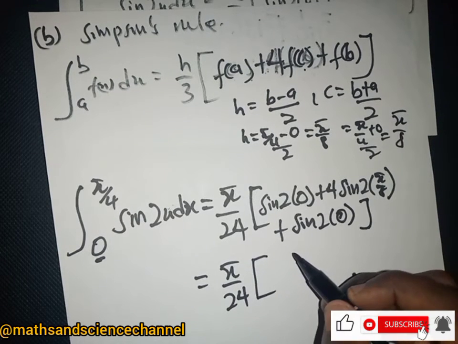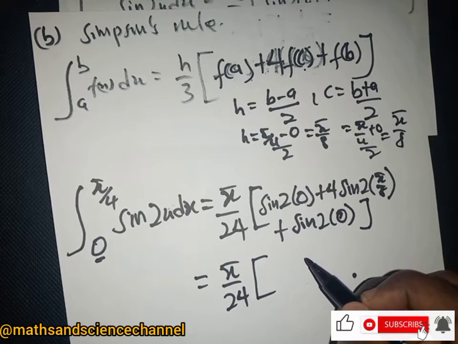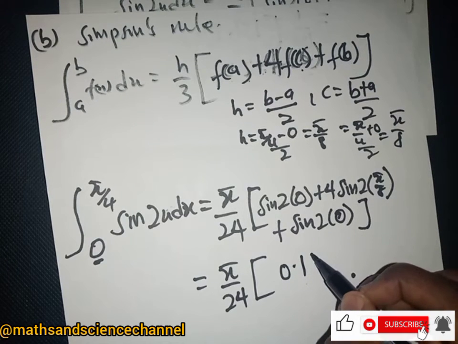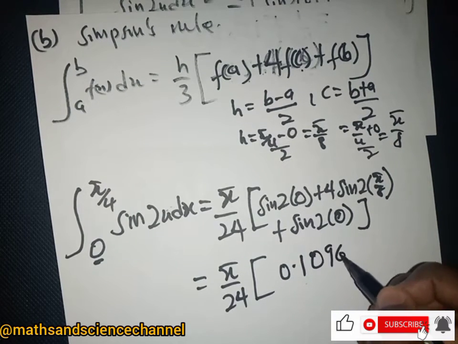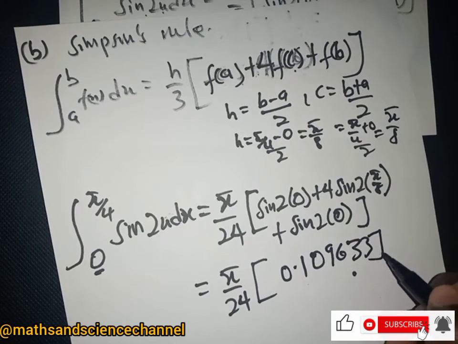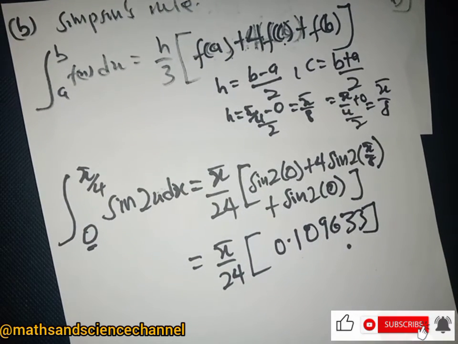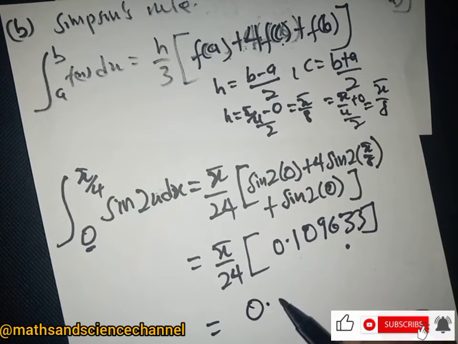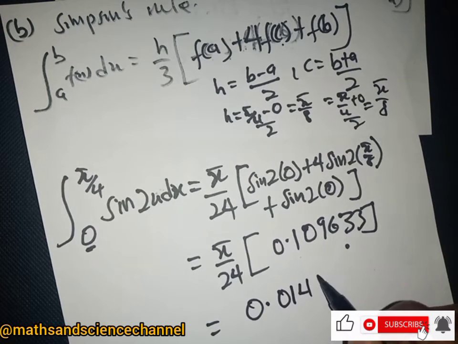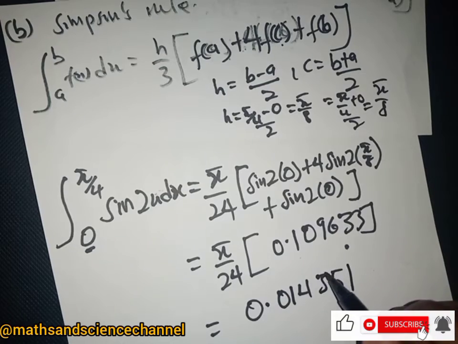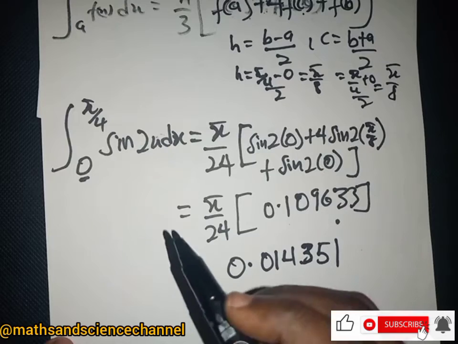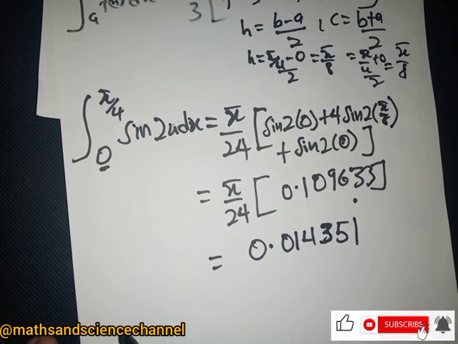Then when we compute the whole of this, we are just going to get 0.9633 here. Then when we multiply them together, all of this is just going to give us 0.014351. That will be the value for Simpson's rule.